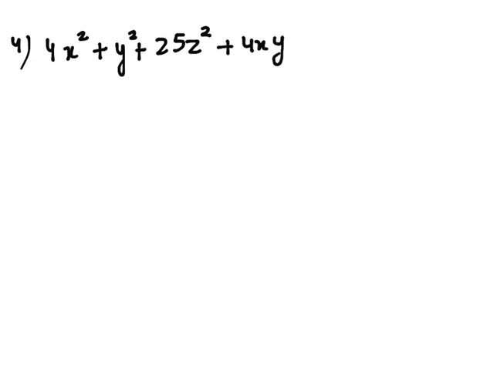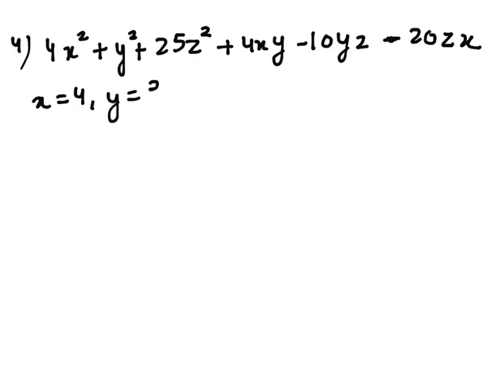So next example we can have like 4x² + y² + 25z² + 4xy − 10yz − 20zx. Here we have to find out the value of this full expression, where we are given that x equals 4, y equals 3 and z equals 2.